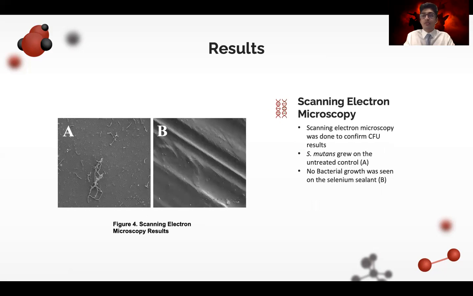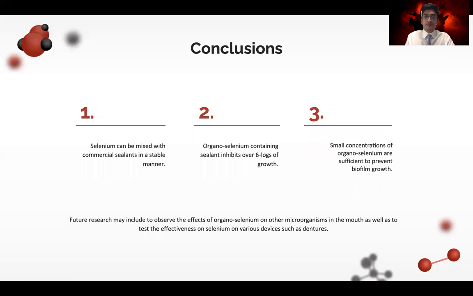To confirm these results, we used scanning electron microscopy. As you can see on the A or the left side, Streptococcus mutans grew in high concentrations on the untreated control, whereas on the right B side, there was no Streptococcus mutans grown on the selenium sealant.